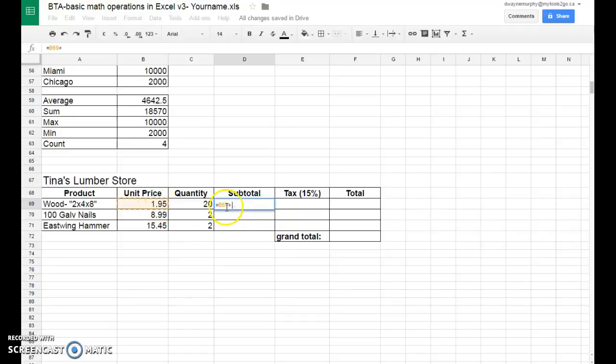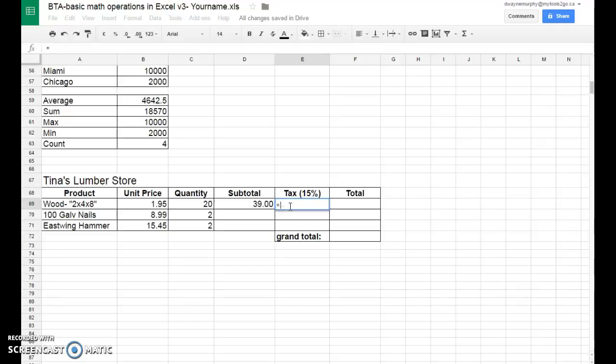So $2 times what value? This one. Should I say times 20? No, don't type the number 20. Type the cell reference. So when you do a formula, double check. It says $39. Does that make sense? If I went to a store and bought 20 items for $2 each, it's about $40. 39 is good.